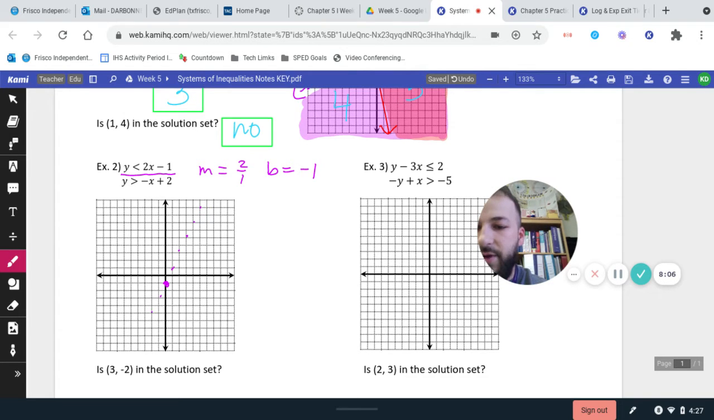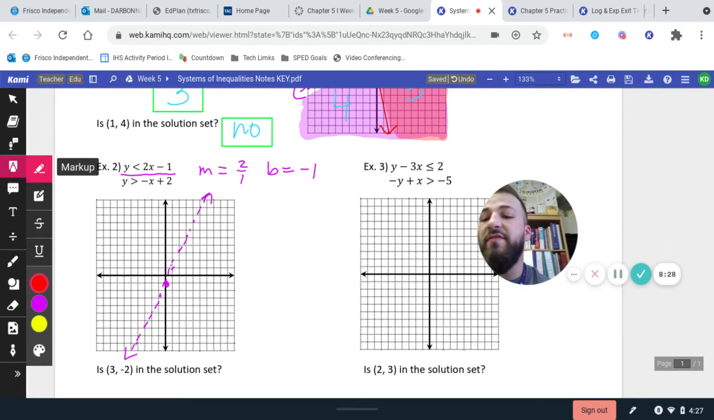And same thing in the other direction. And then it is less than, so it's going to be dotted. Oh, those lines are super off. Obviously, you don't have to be perfect, but you should be pretty decent. Okay, and then it is less than, so we're going to shade below our graph.